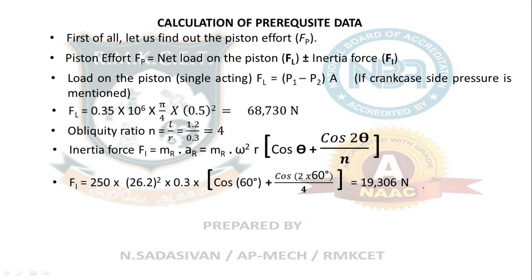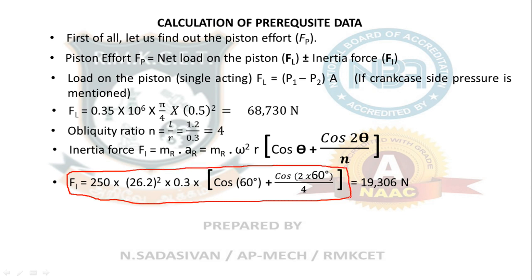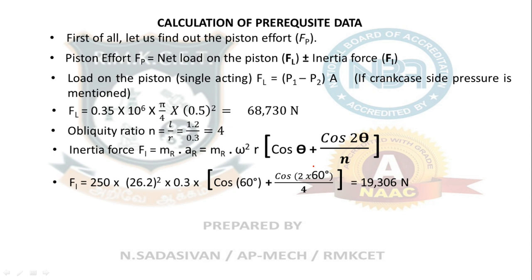Please use your calculator and try this out. Don't just write the answer. Do this calculation and check whether you are getting this answer. Some of you might make a mistake here, using cos 120 degree, or you might put this 2 outside the bracket, or cos 60 into 2. All sorts of mistakes can happen, and that can be eliminated only if you try the calculation yourself. Don't just see and write. You can use this video for reference, but you still have to try it with a calculator. Check whether you are getting 19,306 Newton for the inertia force.